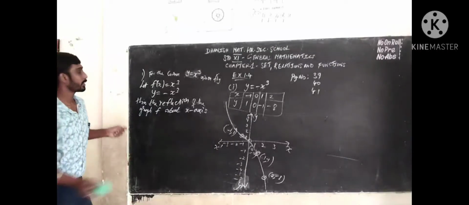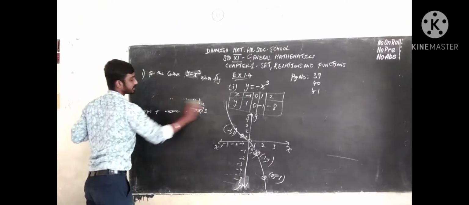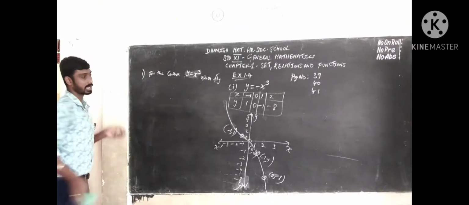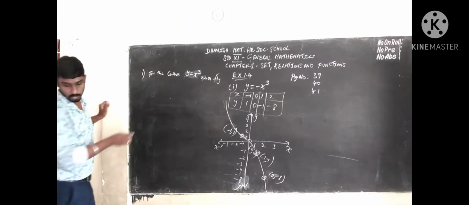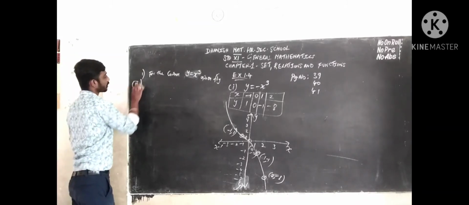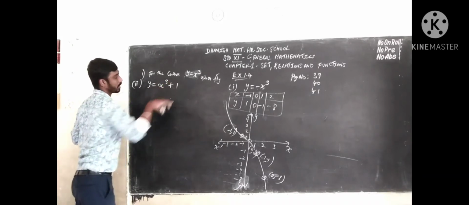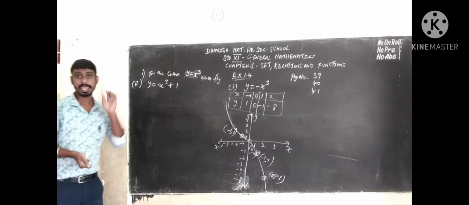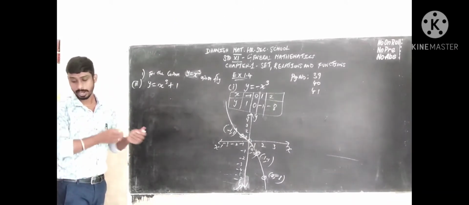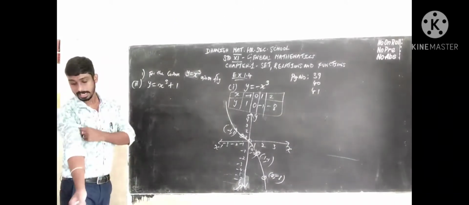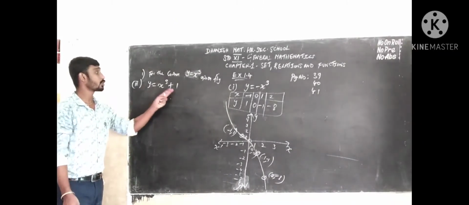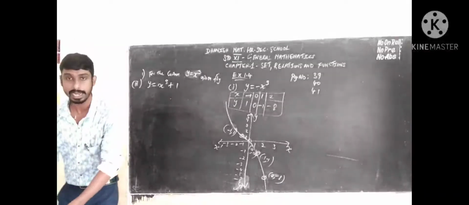Okay, now we see the second one. What is the question they have given here? It is y is equal to x cube plus 1. Listen here, y is equal to x cube plus 1. Here we are going to draw it. What is the condition for x cube plus 1? Now take page number 39 in the textbook.